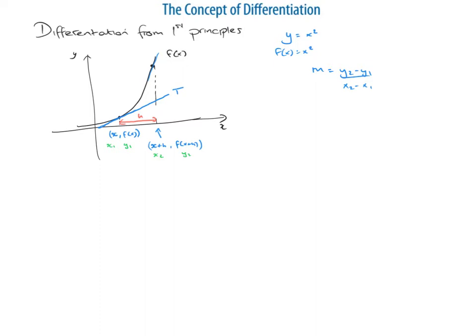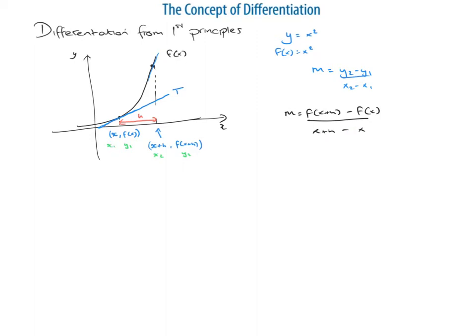And if we do that, we get m is equal to y2, which is f of x plus h, minus y1, which is f of x, all over x2, which is x plus h, minus x1, which is x. So just to show you again, y2, f of x plus h, minus y1, f of x, all over x plus h, which is x2, minus x1, which is x.